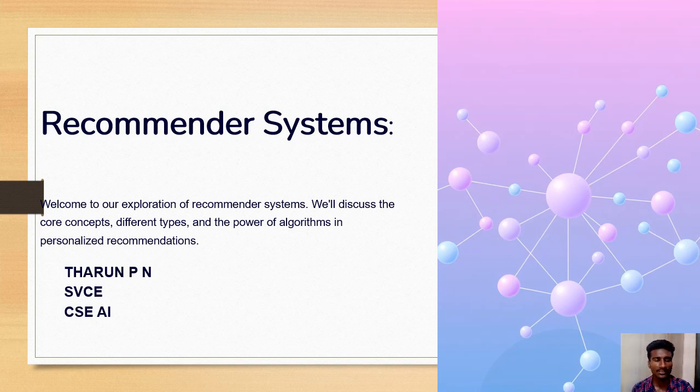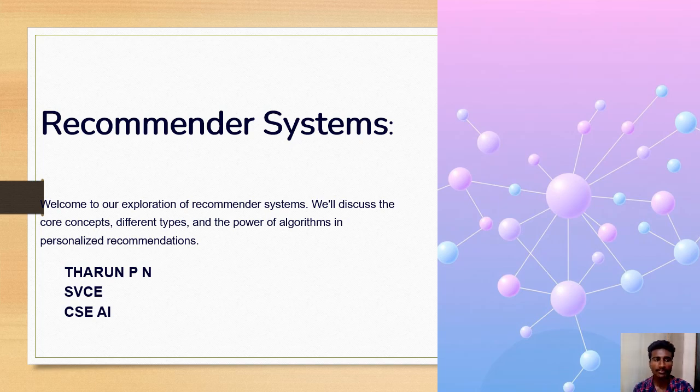Recommender systems in artificial intelligence and machine learning are algorithms designed to suggest relevant items to users based on their preferences, behaviors, or interactions. These systems are widely used in domains like e-commerce, streaming platforms, and social networks to enhance user experience and engagement. There are different types of recommender systems: content-based filtering, collaborative filtering, hybrid methods, matrix factorization, deep learning-based recommendations, context-aware recommenders.